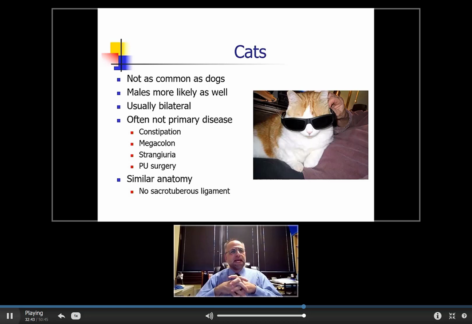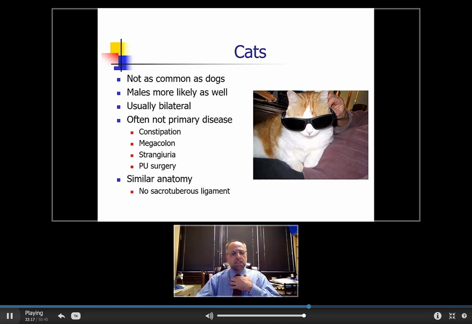Perineal hernias in cats are not very common, but they can occur. But certainly in dogs, intact male dogs that are older is pretty much the poster child for this. But we will see it in kitties. And when we see it in a cat, it's usually secondary to something else, such as obstipation, maybe from megacolon, or strangury, or a cat that has urinary crystals and may necessitate a PU surgery, something that causes them to strain that may result in breakdown of the muscular diaphragm and cause the hernia to occur.